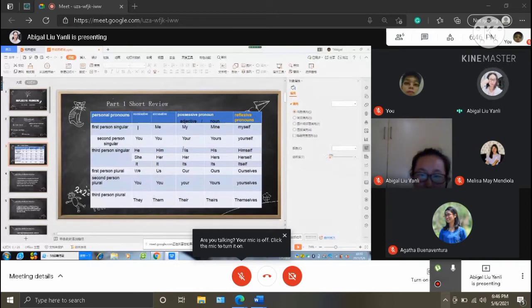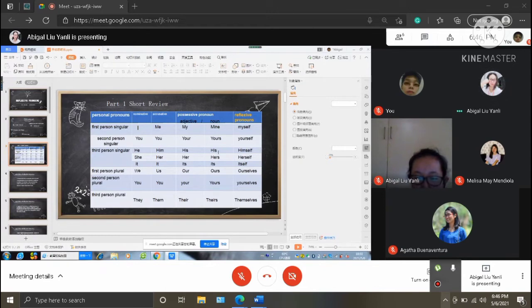And we can see the possessive pronoun form. Adjective is my, your, his, her, its, our, your, their. And the possessive pronouns are mine, yours, his, hers, its, ours, yours, theirs. Now this time we will learn reflexive pronouns: myself, yourself, himself, herself, itself, ourselves, yourselves, themselves.